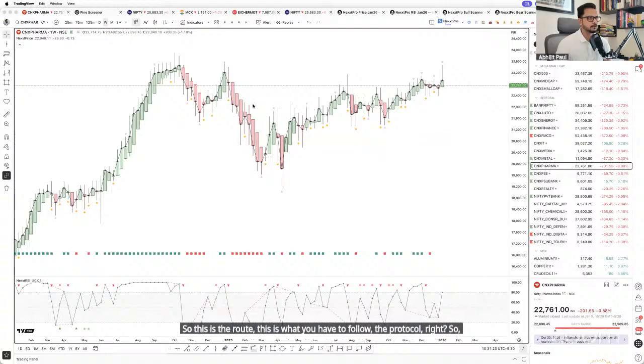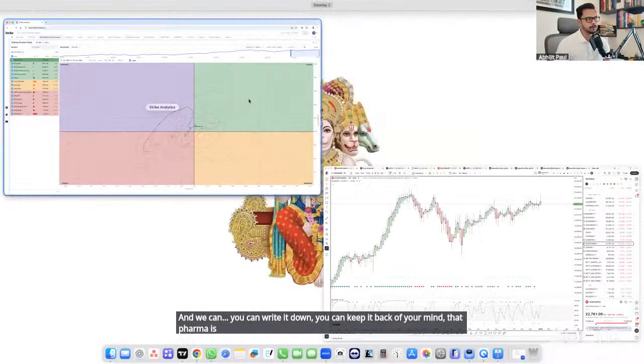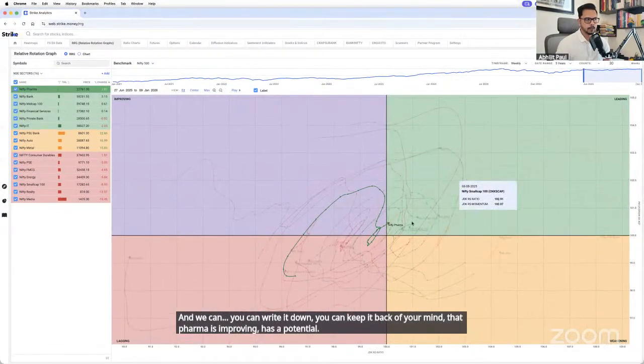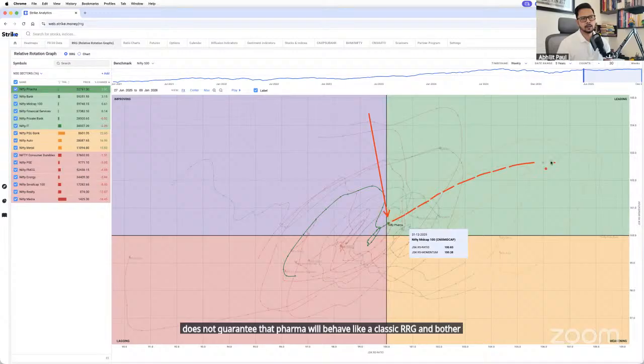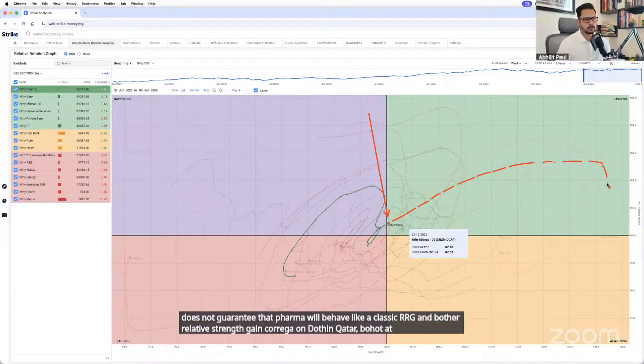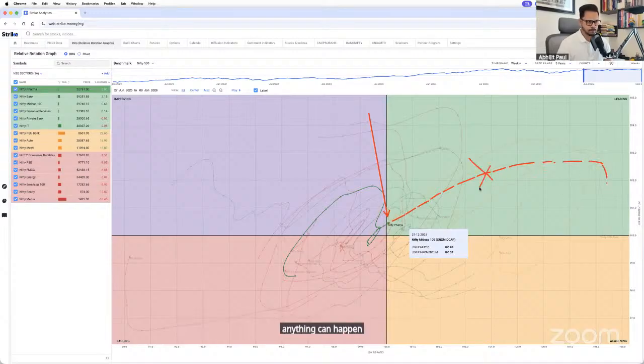So we started off with pharma and you can write it down, keep it at the back of your mind that pharma is improving, pharma has potential. I'll repeat once again. Just because pharma has potential looking at RRG and price does not guarantee that pharma will behave like a classic RRG and gain a lot of relative strength and do very well for 2-3 quarters. Anything can happen. We will see examples.